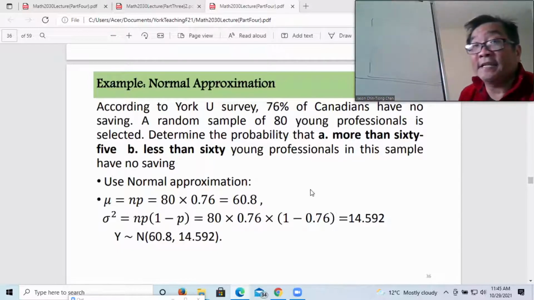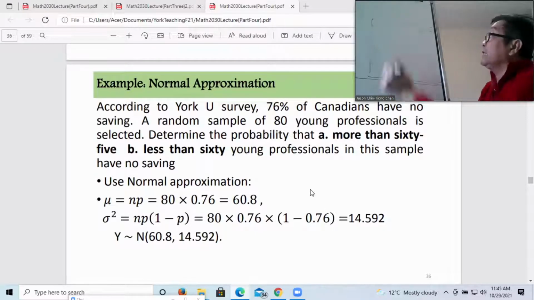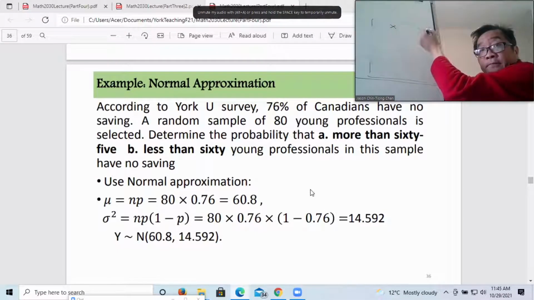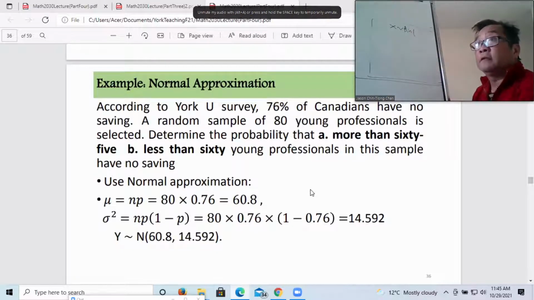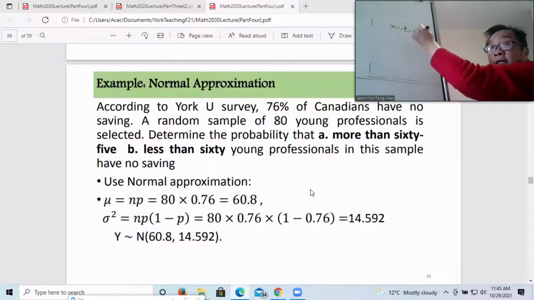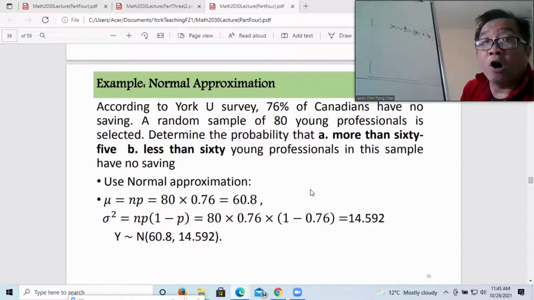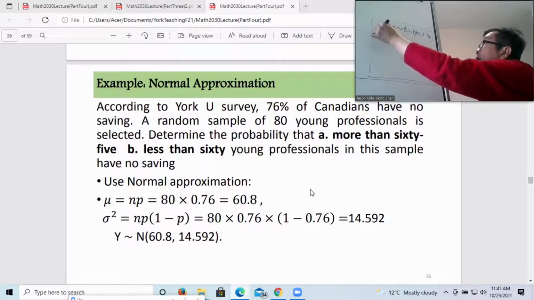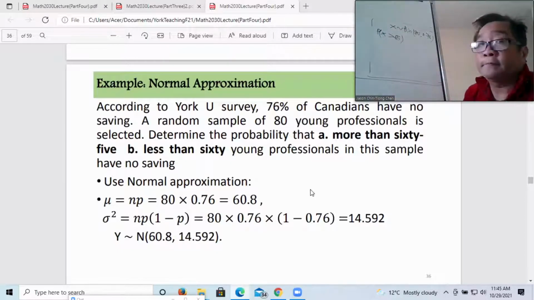Yesterday we could still solve it, but can we solve this question easily? Let's say X is what? Binomial. And N is what? 80 people, and then 0.76. A more than 65: X is more than 65. That means it starts from what?